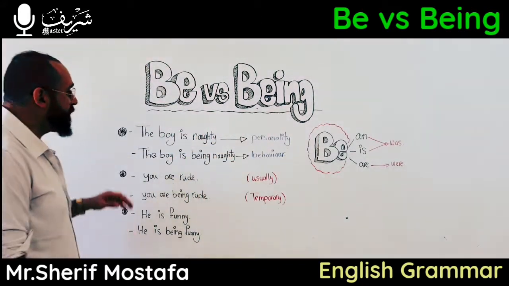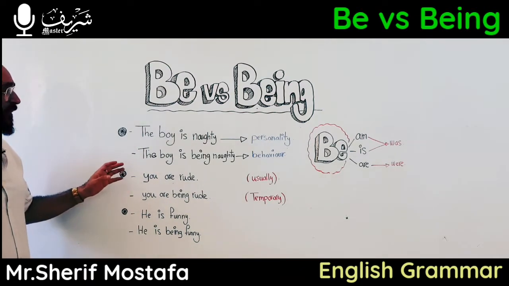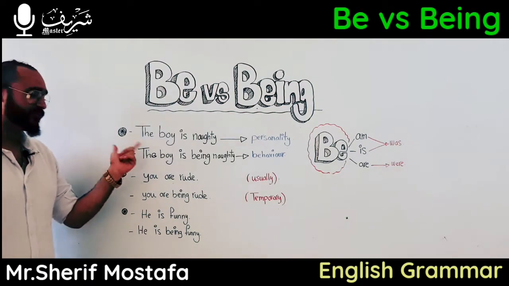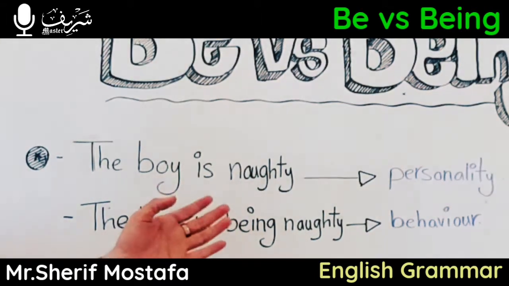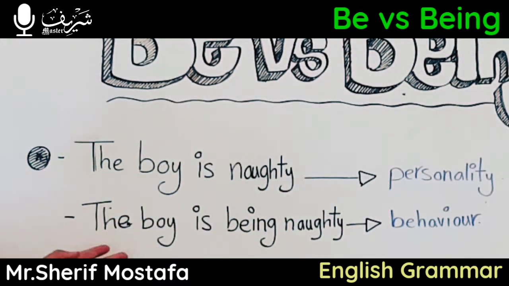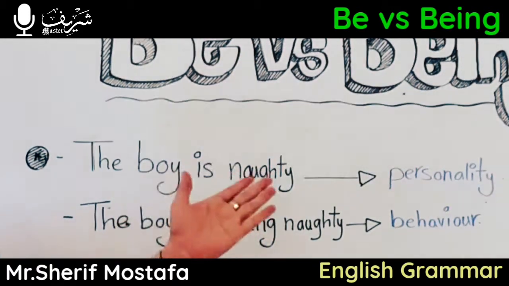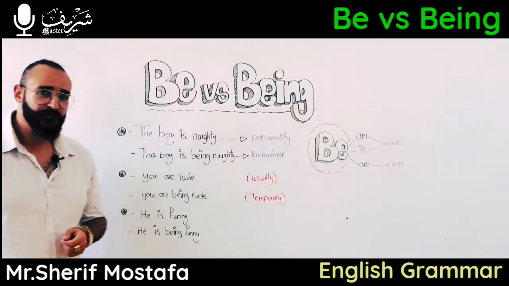Okay, as you can see here on the board, we have the first one. The boy is naughty. The boy is being naughty. So grammatically, and from what you can see right now, what could be the difference between those two sentences?